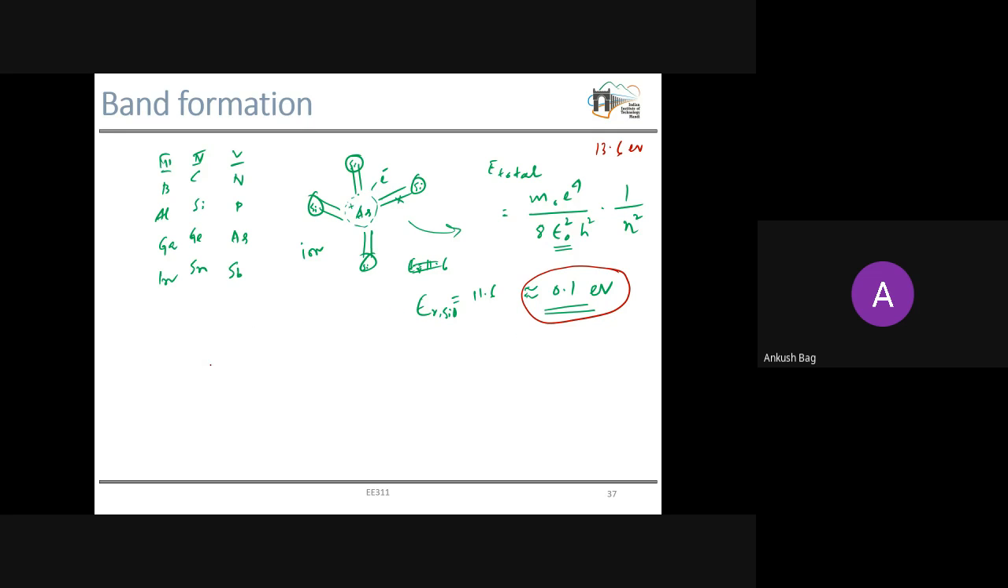Okay, so this is your doping. Now in terms of the band discussion, how do we represent this doping phenomenon in the energy band diagram? Here we have considered arsenic, that is a donor. So this is a donor, and these are all acceptors.